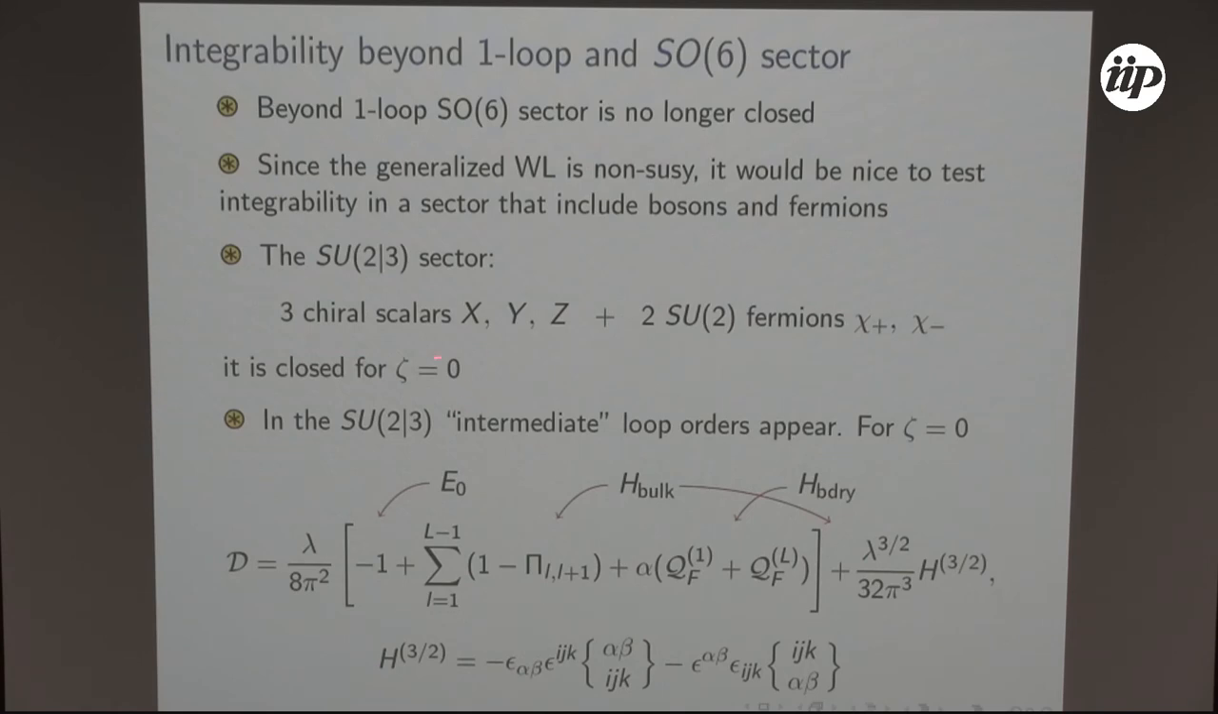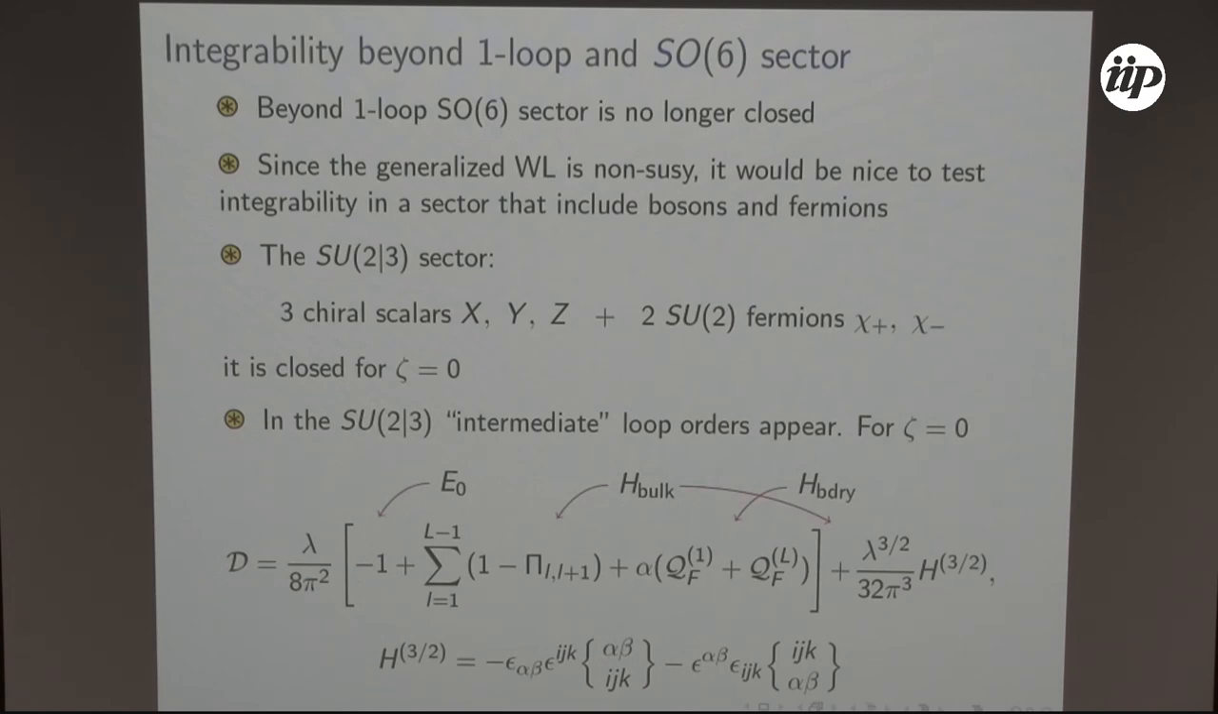In general, it would not be closed because of the coupling with phi 4. So a Y can be reflected into a Y bar, but this is for zeta different from zero. Since we already ruled out the integrability of zeta different from zero or one, we are only interested in the new case, which is zeta equal to zero. When zeta is equal to zero, this SU(2|3) sector is closed. So that's okay.